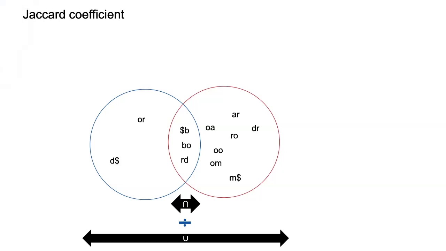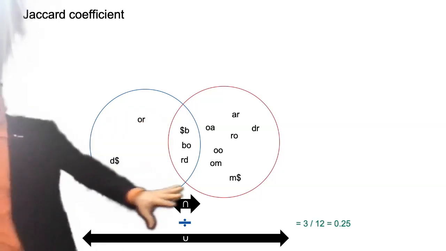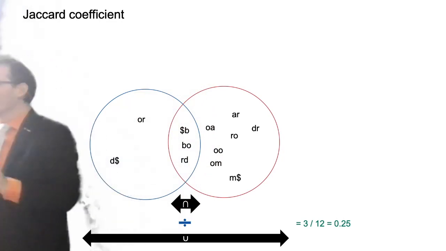Then you earn your break. Yes? Anybody? Yes? 1/4, 3 in the intersection, divided by 12 in total. So now you've earned your break.